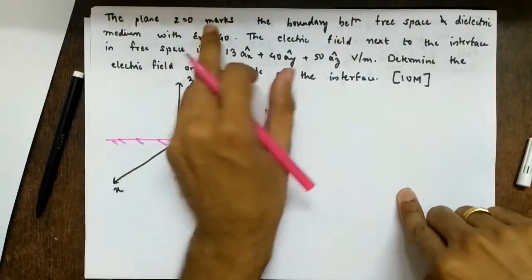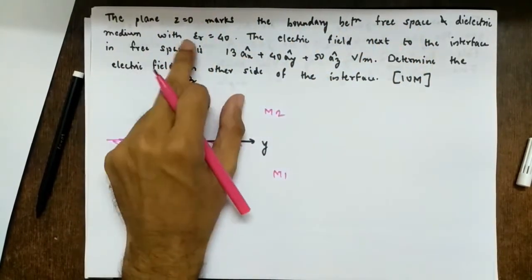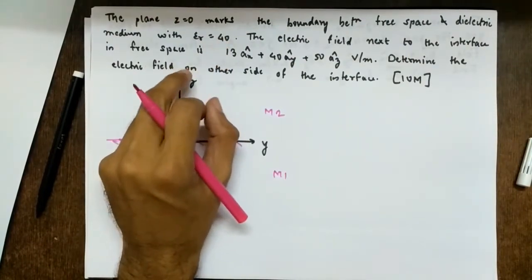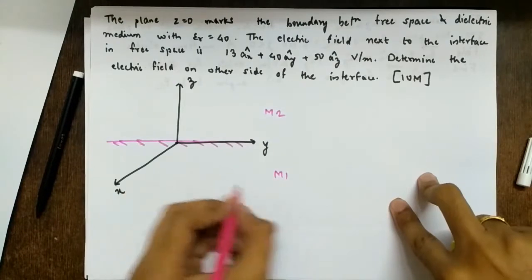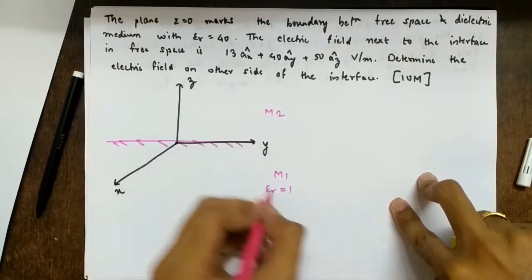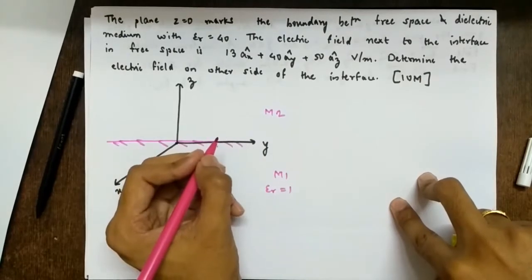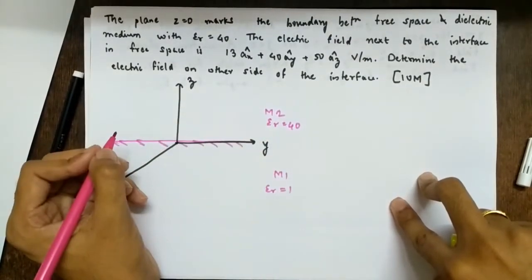Next, the plane z equal to 0 marks the boundary between free space and dielectric medium with epsilon r equal to 40. Now you might say, sir, for free space epsilon r is not given. For free space or vacuum, epsilon r is nothing but 1, always. So for medium 2, epsilon r is given as 40, right?